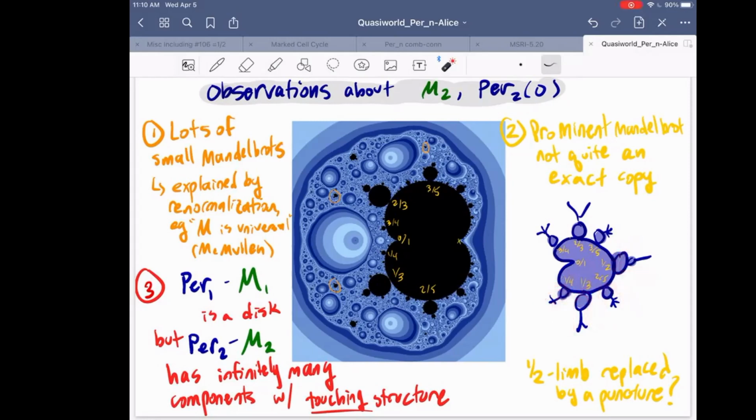And we can see a lot of this structure in M2. We can see that there is the 1/4 limb, the 1/3 limb, the 2/5 limb, but we'll see that there is not actually a 1/2 limb. So the 1/2 limb seems to be actually replaced by a puncture, and it's something mysterious that is to be explained. And the third thing is that where the complement of the Mandelbrot set is a disk, the complement of the non-escaping set in Pier 2 has infinitely many different components, and they seem to have some intricate touching structure. And that's also something to explain.